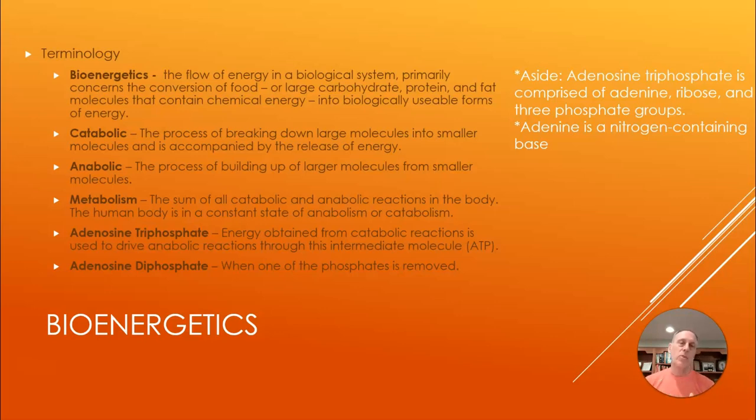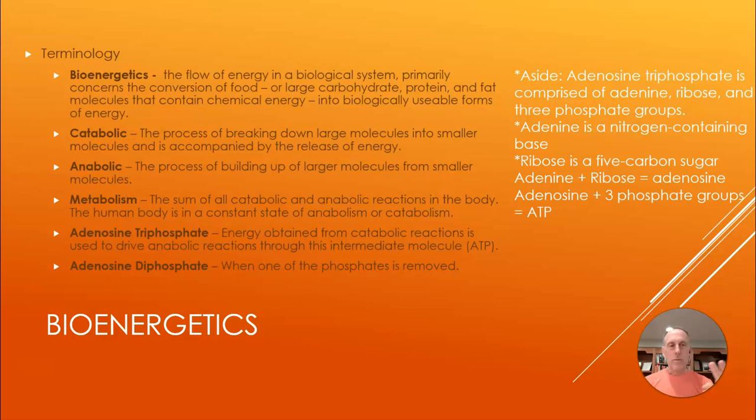You have to really wrap yourself around this, in terms of how you have bases and you have acids in the body. Ribose is a 5-carbon sugar. Adenine plus ribose equals adenosine. Then adenosine plus the 3 phosphate groups equals ATP. So if you add it up in your head, you have the adenine, a nitrogen-containing base, plus the ribose, a 5-carbon sugar. That gives us our adenosine. Our adenosine plus 3 phosphate groups gives us adenosine triphosphate.